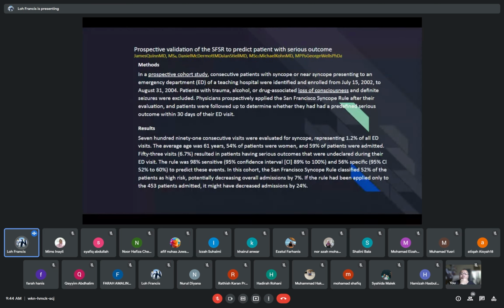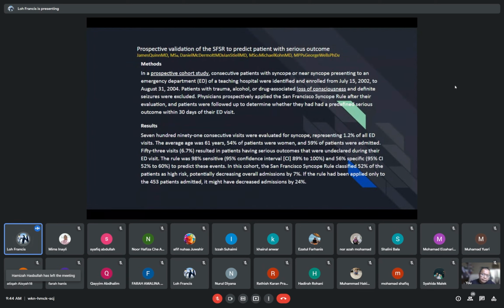This is one of the studies carried out by researchers: a prospective validation of the San Francisco syncope rule to predict patients with serious outcome. It's a prospective cohort study consisting of patients with syncope or near syncope presenting to an emergency department, identified and enrolled between 2002 and 2004. Patients with trauma, alcohol or drug-associated loss of consciousness, and definite seizure were excluded from the study. After the evaluation, the patients were followed up to determine whether they had a predefined serious outcome within 30 days of the ED visit.